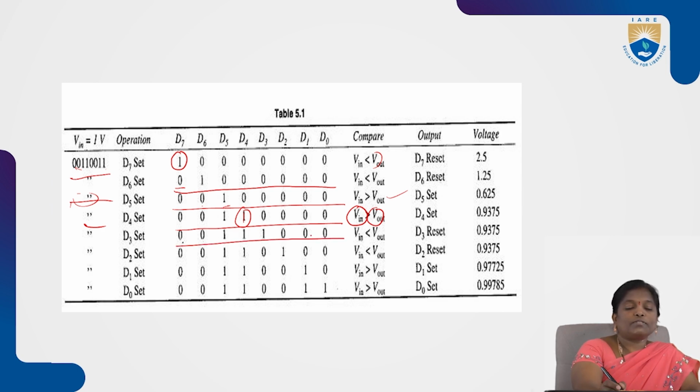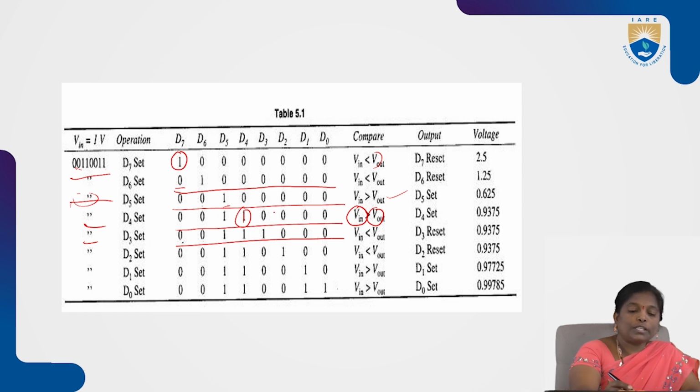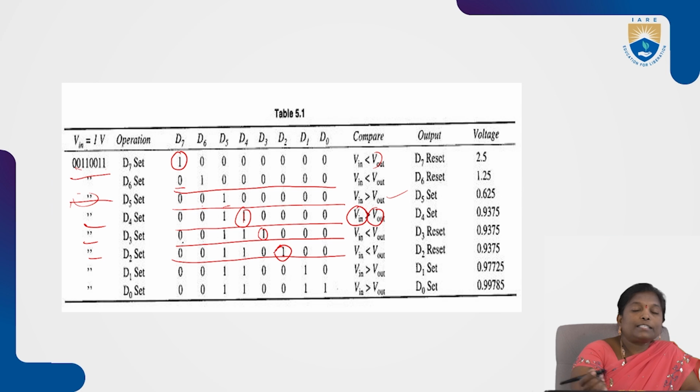Again compare this with the input voltage. In this case, input is less than output. So change the bit position to 0, or reset D3 to 0, and for the next clock pulse D2 bit is set to 1. Next compare this output with the input. In this case the output voltage is greater than that of input. So we need to reset this bit position to 0.